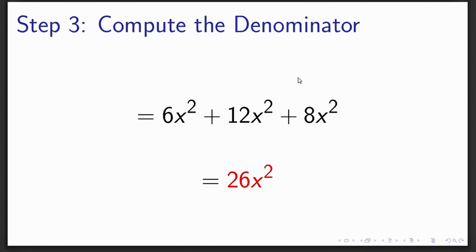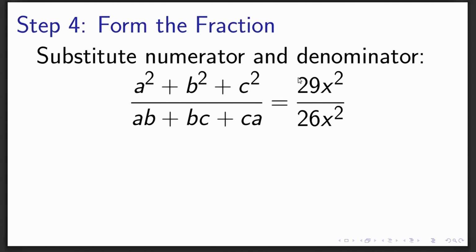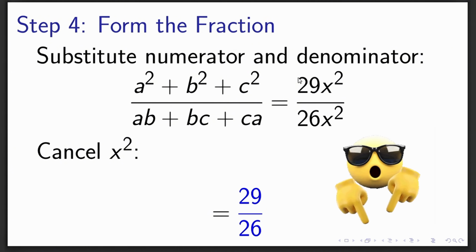Now I'm going to substitute the values of the numerator and the denominator. I will get 29x squared over 26x squared. We know that x squared will cancel with x squared, so we will get 29 over 26. This is our final answer.